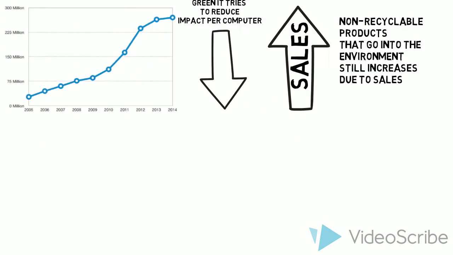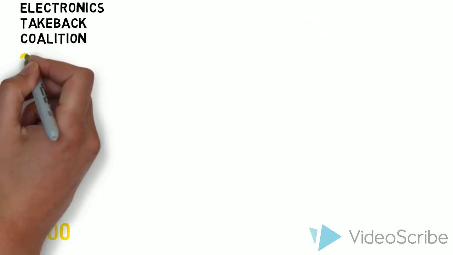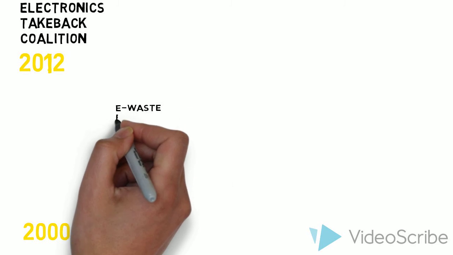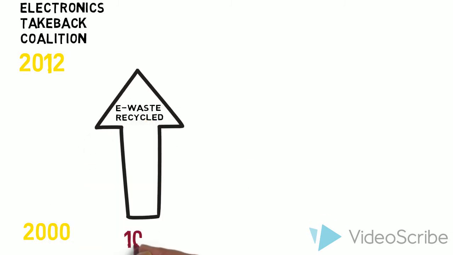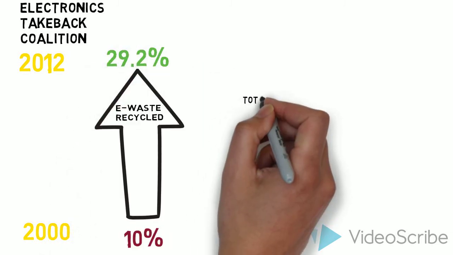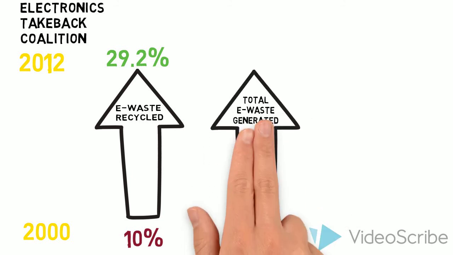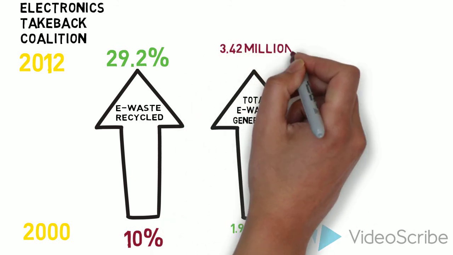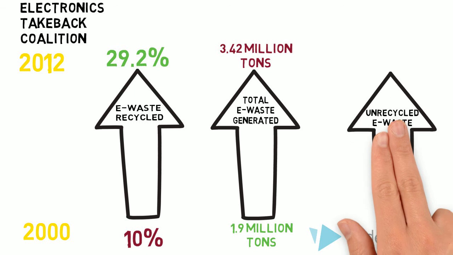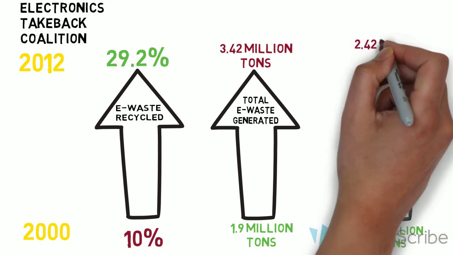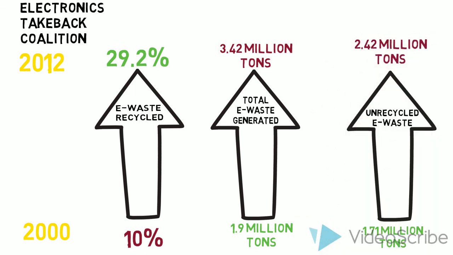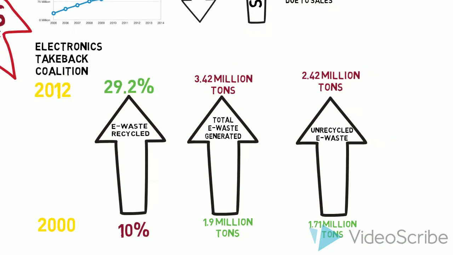According to the report from the Electronics TakeBack Coalition, from 2000 to 2012, although the percent recycled of e-waste increased from 10 to 29.2%, the total e-waste generated increased from 1.9 million tons to 3.42 million tons, and the unrecycled e-waste increased from 1.71 million tons to 2.42 million tons. The situation became worse than before due to the development of IT.